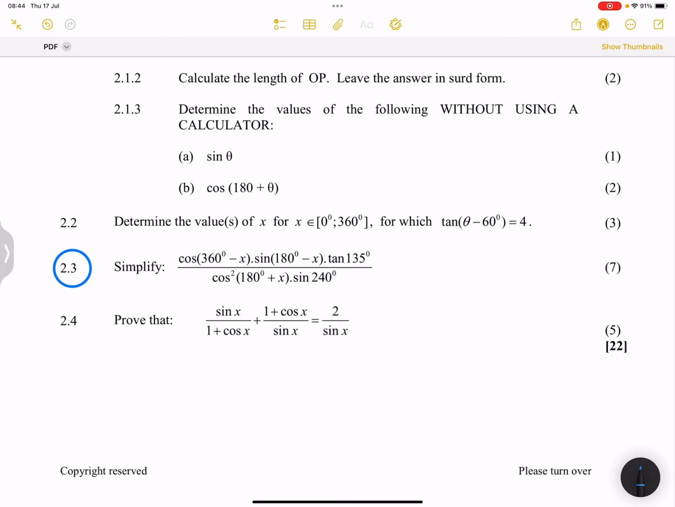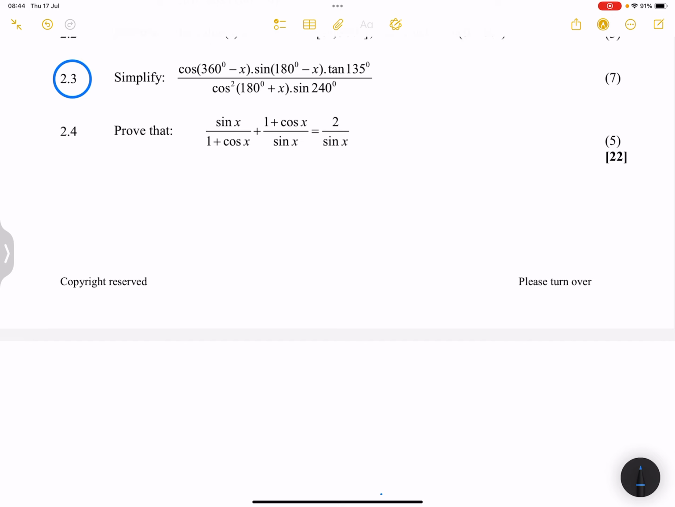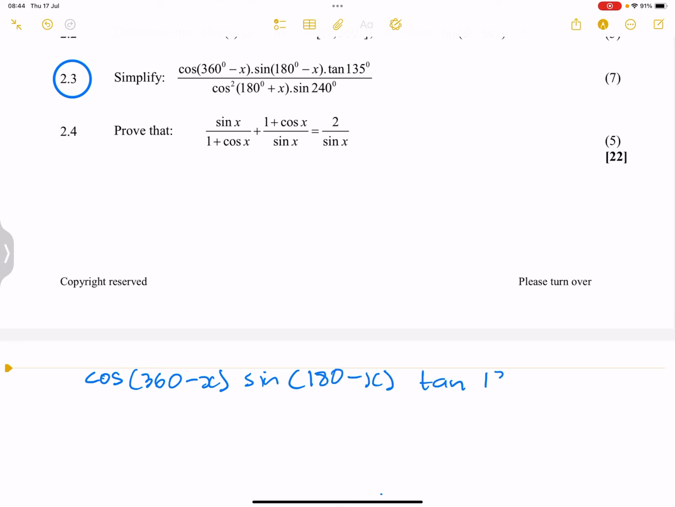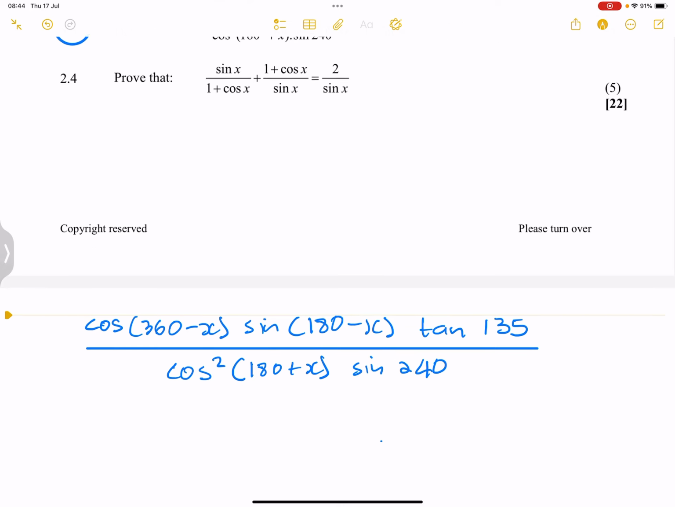Right, so let's get right into it. So we're supposed to simplify that. Okay, so we've got the cosine of 360 minus x, that's the sine of 180 minus x, that's tan of 135. And this is all divided by a cosine squared of 180 plus x, the sine of 240. Right, now let's get right into it.